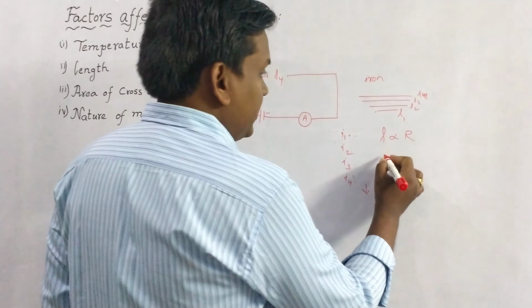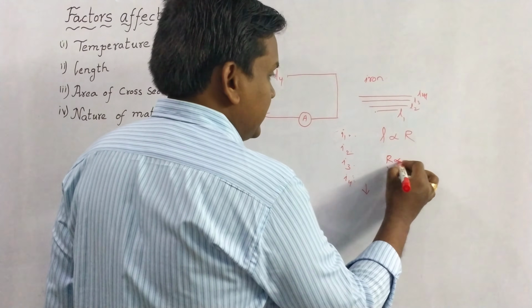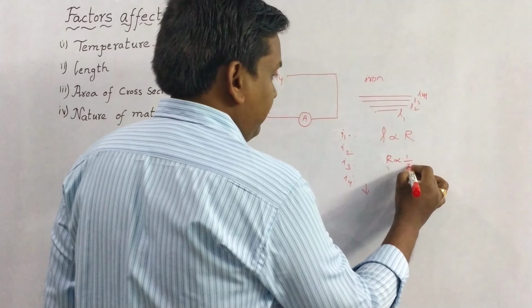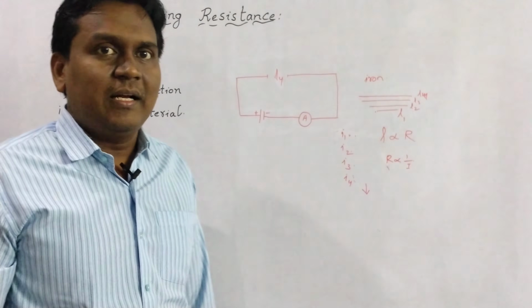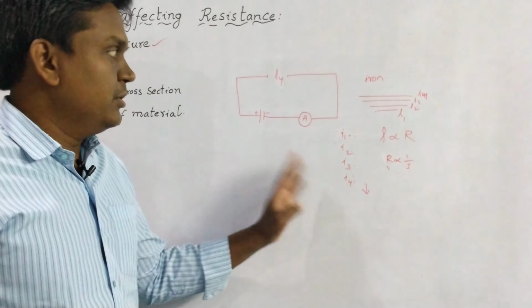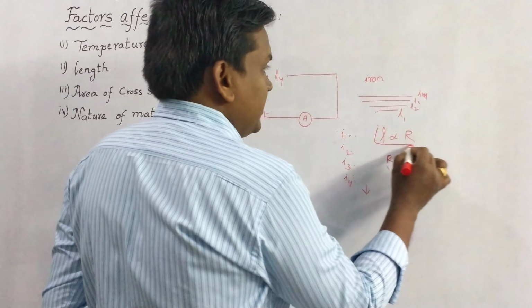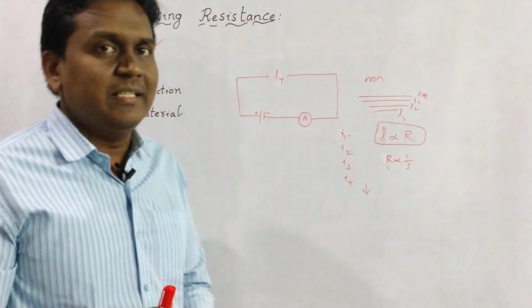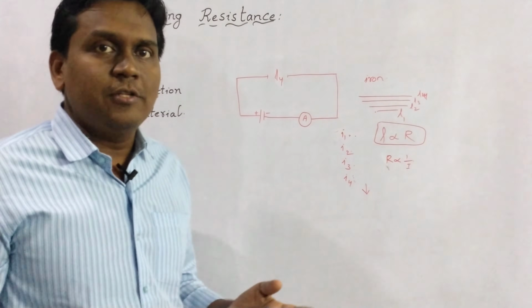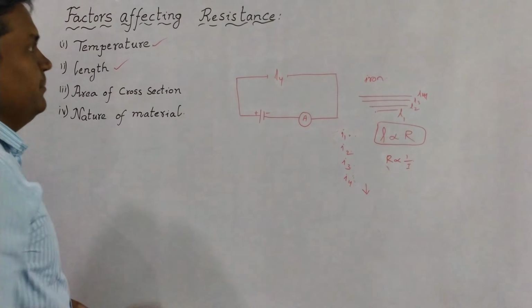By Ohm's law we know that resistance is inversely proportional to current. That means as the resistance increases, current decreases. So here by this we can say that the resistance is affected by the length and it is directly proportional. If the length increases, resistance also will increase. So that is about length.